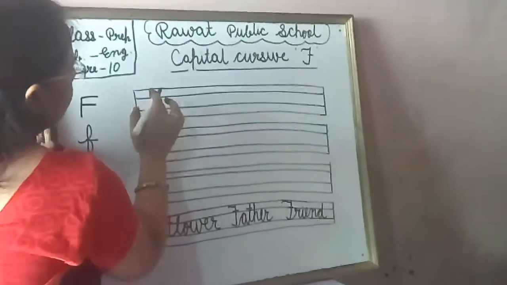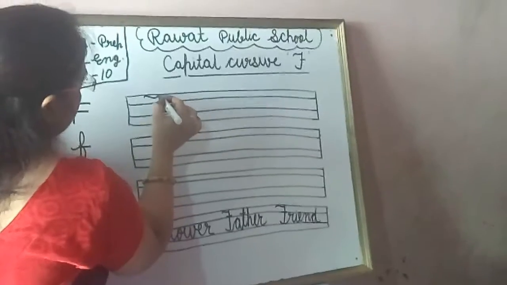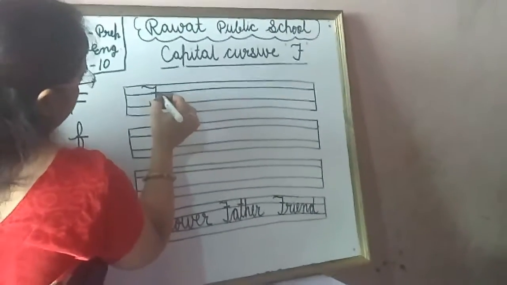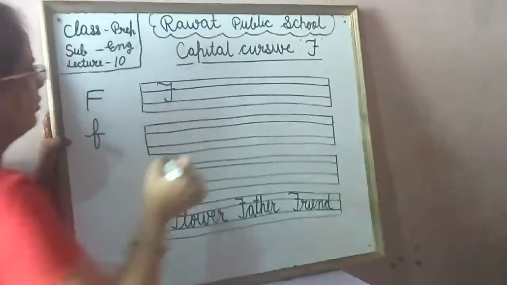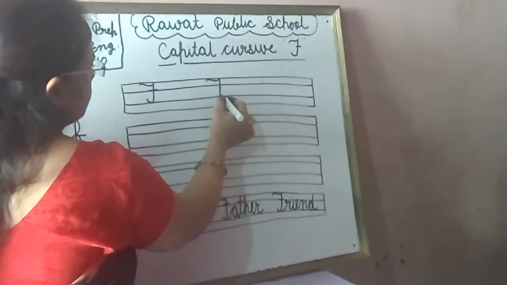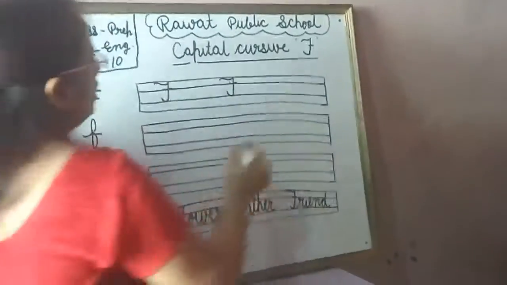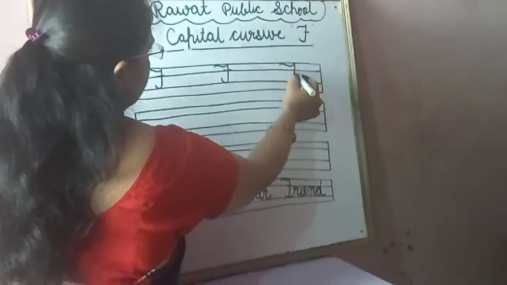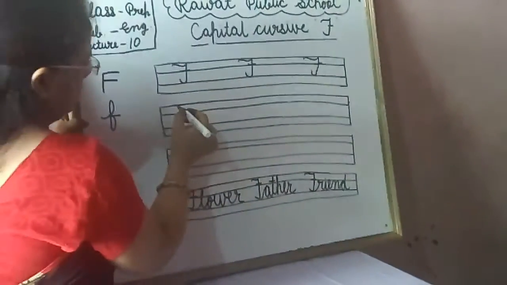We will start from this line. Curve, touch, curve and small line. This is our capital cursive F. Once again, curve, straight, curve, F. Once again, curve, straight, curve, F.